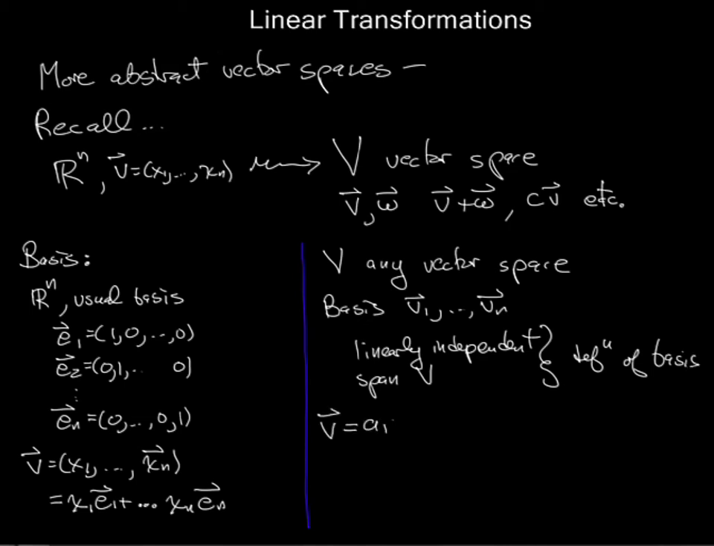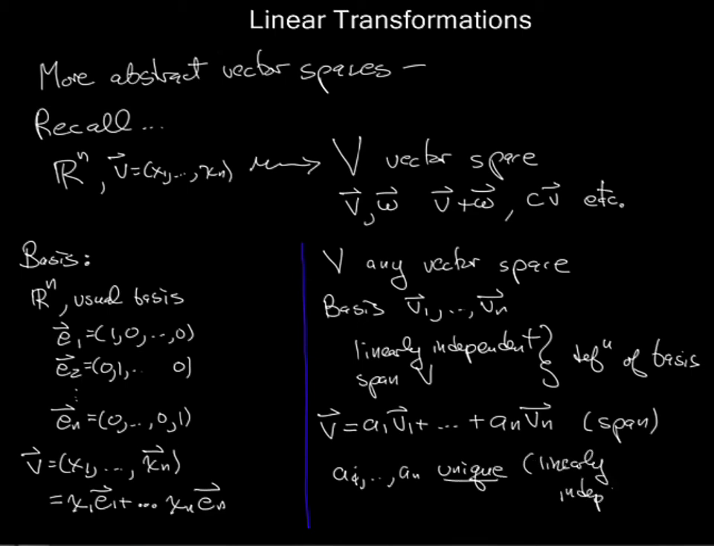And if you have any vector in a vector space, it can be written as a linear combination of the vectors in the basis. That's the span condition. And the coefficients a1 through an are uniquely determined. That's the linear independence condition.